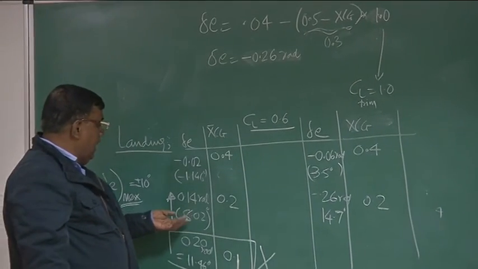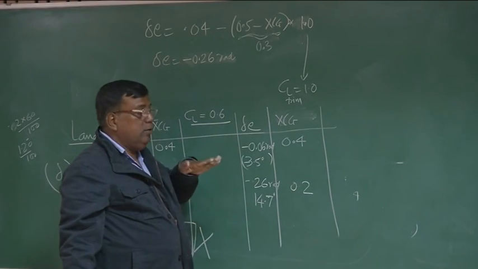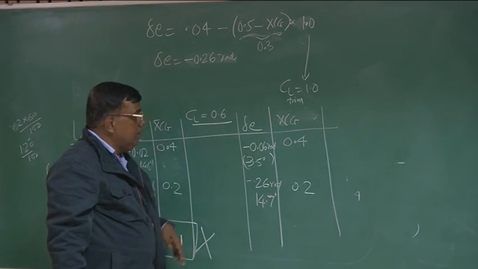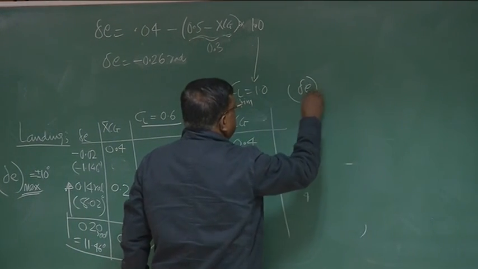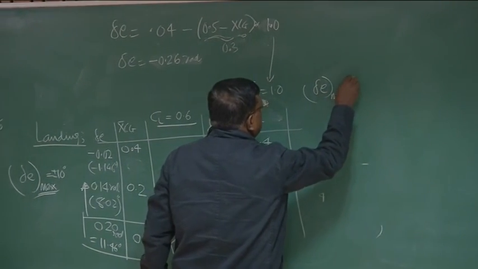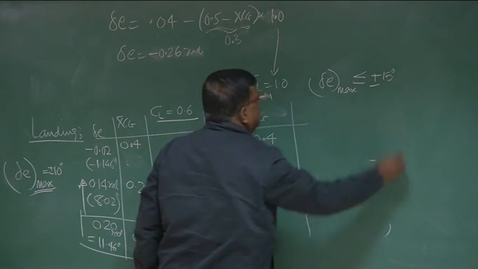What is the message? Instead of 8 degrees, now it has become 14 degrees because you are now trying to land at CL equal to 1.0. And let's assume that delta E max is less than or equal to plus minus 15 degrees.